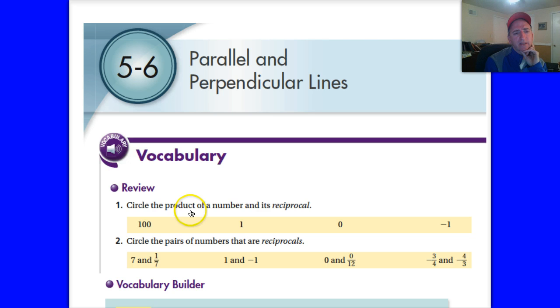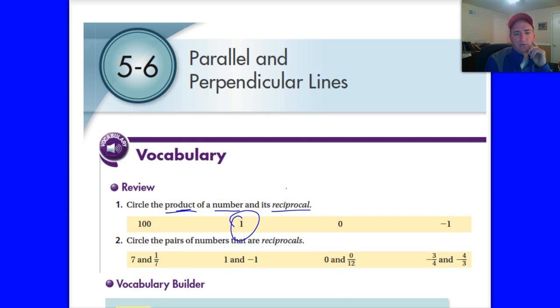Please hit pause as you need to, as I'm going to start rolling through this material here. Number 1 says some review information. Circle: the product of a number and its reciprocal is equal to 1. If you multiply two numbers together and the product is 1, the two numbers are reciprocals of each other.